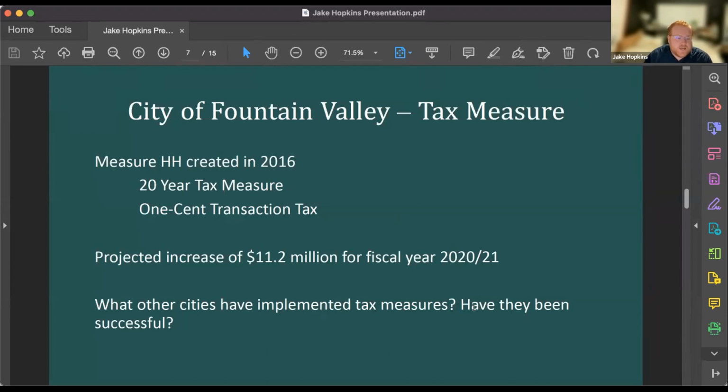The projected increase, I just pulled the numbers from the 2020/21 fiscal year, was 11.2 million, just with that 1 cent transaction tax increase. Oh, thank you, Faisal. So this is something that the city of Fountain Valley went for, right? They tried to raise additional revenue. It's not a permanent fix though, because it does have that time period on it. But I'm interested to see, a lot of you work for other cities or live in different cities than I do. What other cities have you heard of implementing tax measures, not just raising their taxes, but a term tax measure? And do you feel like those are being successful?